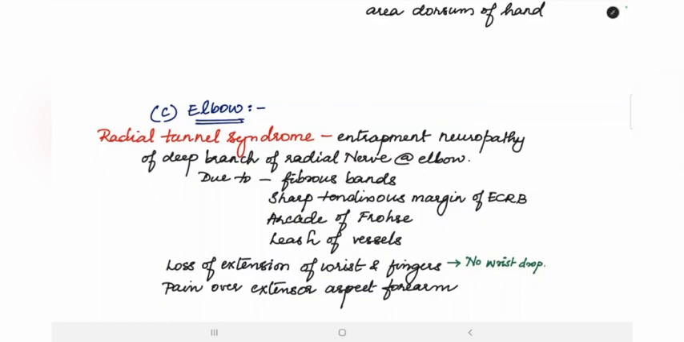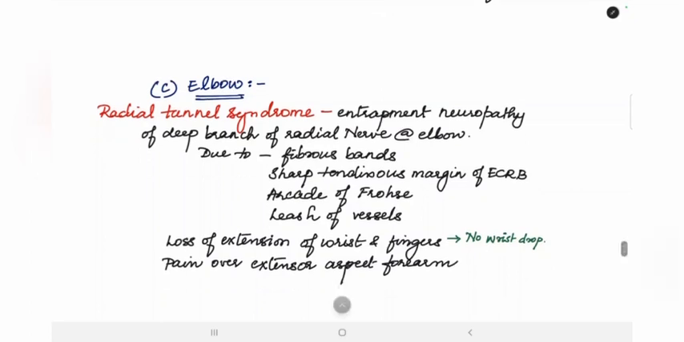fibro-aponeurotic proximal edge of the superficial part of the supinator muscle. The proximal edge of the superficial part of the supinator muscle is a fibro-aponeurotic portion which forms the arcade of Frost. The characteristic clinical features observed in this case include the loss of extension of the wrist and the fingers. However, there will not be wrist drop. Then there will be pain over the extensor aspect of the forearm. So these are the clinical features observed in injury to the radial nerve at the level of elbow.